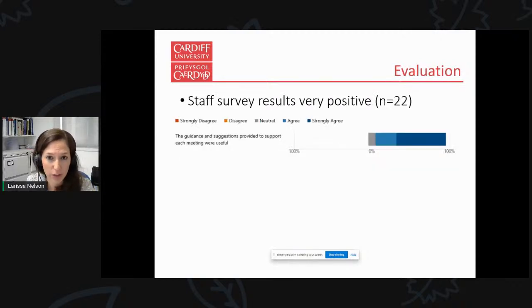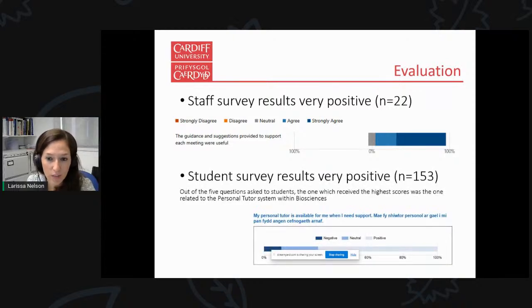We've also had really positive feedback from staff. This was a survey that was put out during COVID, and you can see staff largely agree or strongly agree that the guidance and suggestion documents were useful. Similarly, through COVID, we had a student survey, and the question on personal tutoring, whether they felt they had support when needed from their personal tutors, received the highest positive feedback in the student survey. That was quite positive for us, because we could see that the support we were providing to the tutors was trickling down to the tutees.